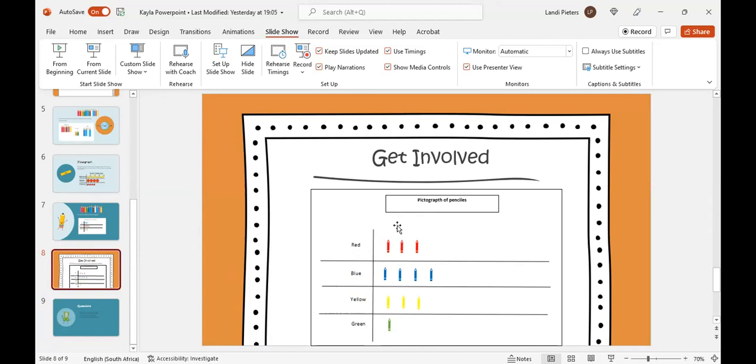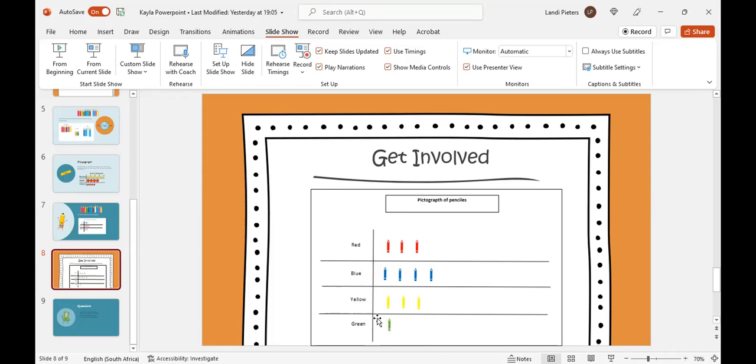When you look at this, which color pencil is the most? Is it red, blue, yellow, or green? Yes, it is blue because blue has 1, 2, 3, 4. Okay, which color pencil has the least? It is green because green has only 1.